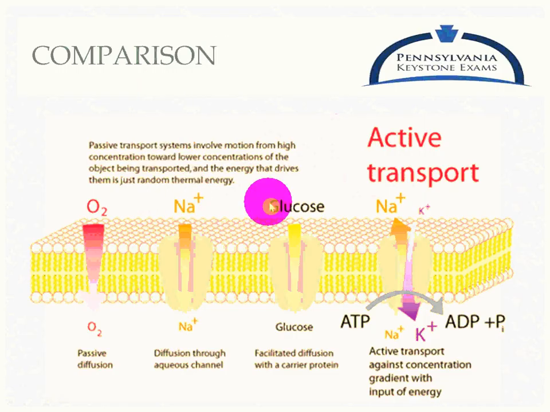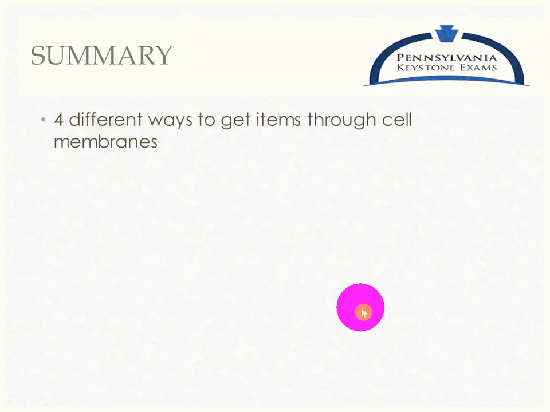Just another picture showing you them. So we have our passive diffusion, just regular diffusion, oxygen going straight through. We have facilitated diffusion, helping out with the protein to carry them through. And we have active transport going from a low concentration gradient to a high concentration. They're showing you again that sodium-potassium pump, and we need ATP or cellular energy involved.